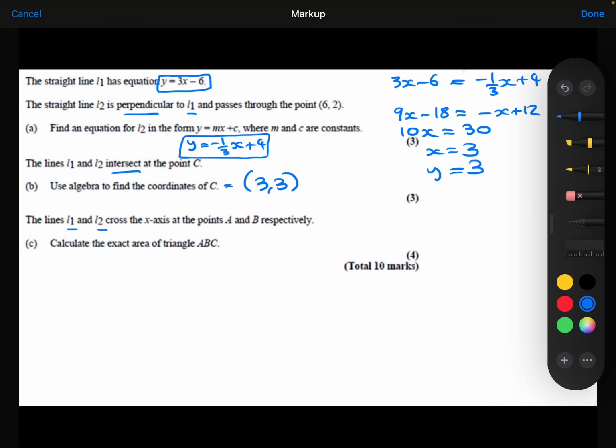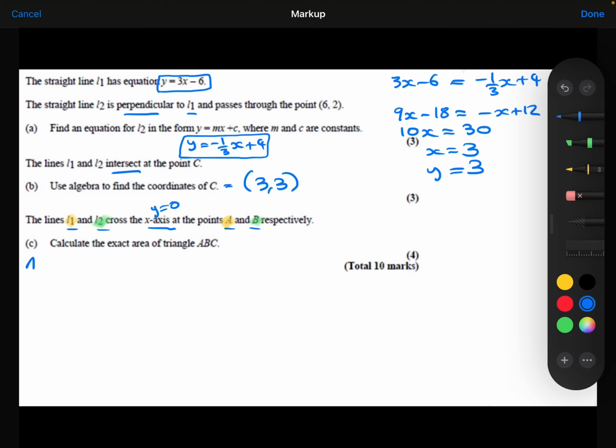Lines L1 and L2 cross the x-axis at points A and B respectively. Calculate the exact area of triangle ABC. So L1 crosses the x-axis at A, and L2 crosses the x-axis at B. Let's work out those coordinates. We know they cross the x-axis when y equals 0.